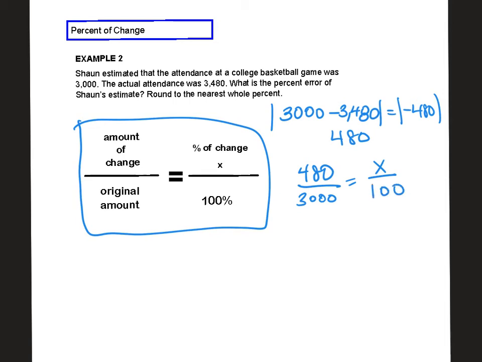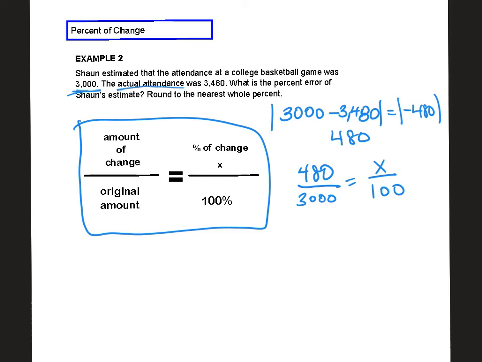Are you okay with that? Does that look okay to you? It's not okay with me. What I did is what you may do. You just don't read the problem. You automatically assume that 3,000 is the start, and so I'm going to put 3,000 there. But that is not the original amount. That is not the start. That is not the initial amount.